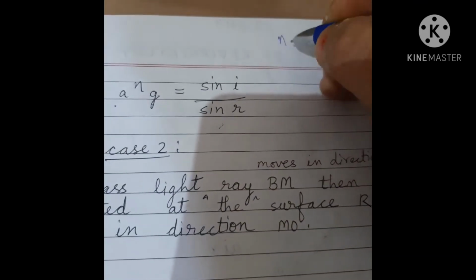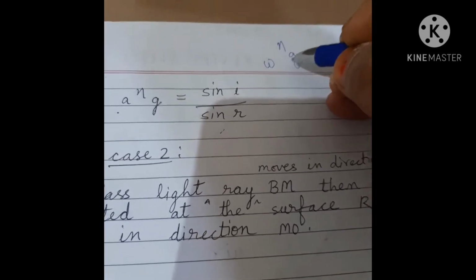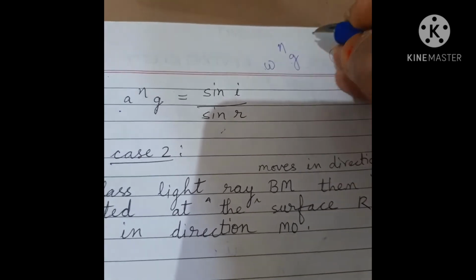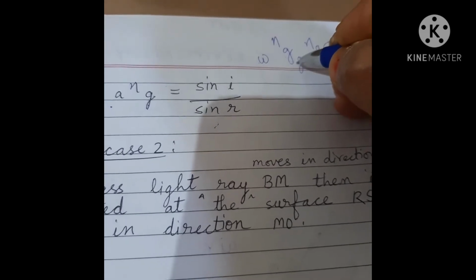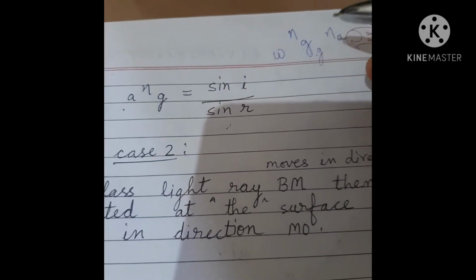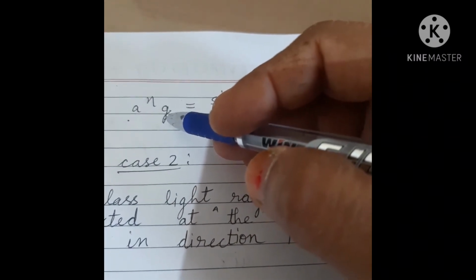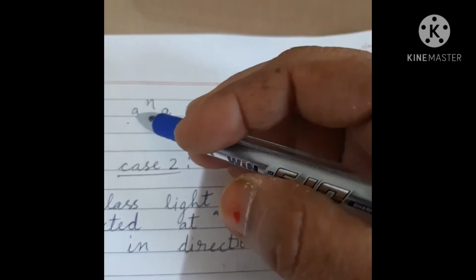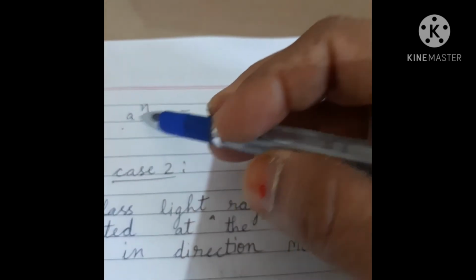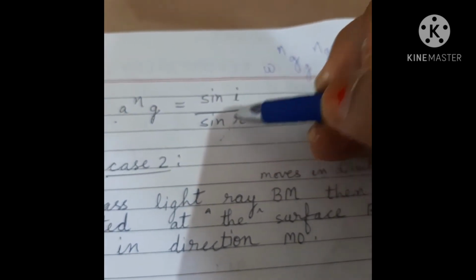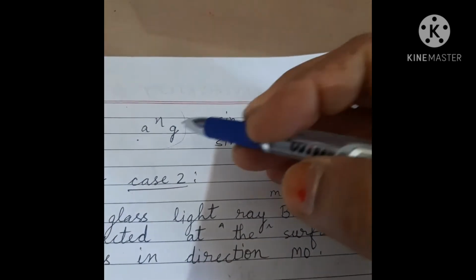Or if I say it like this, then it is the refractive index of glass with respect to water. If it is like this, then it is the refractive index of air with respect to glass. Yes, this is the way it is spoken. Here is the first medium, here the second medium. Whenever a light ray moves from first to second medium, for example from air to glass, sin I upon sin R is a constant.